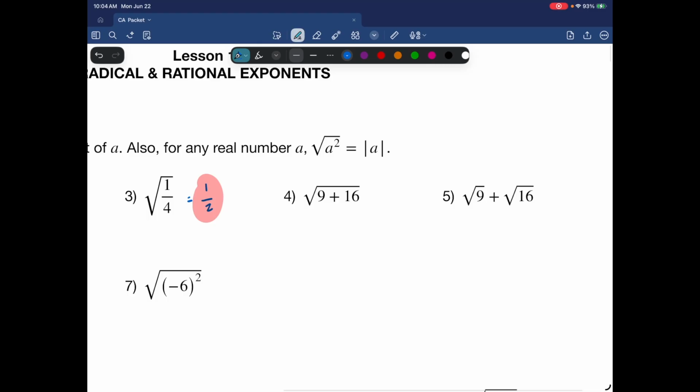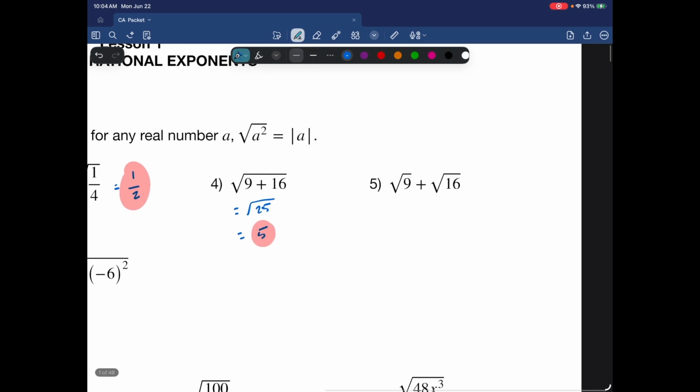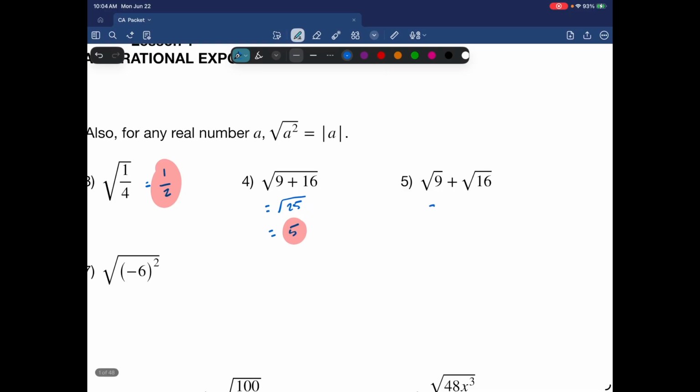On number 4, 4 and 5 are similar, but when they're both inside together, I'm going to add first. So you're going to have the square root of 25. All right, so the square root of 25 is 5. And then on number 5, the square root of 9 is 3. The square root of 16 is 4. So 3 plus 4 is 7. So you notice how they're very similar, but you get two different answers. So be careful with that.